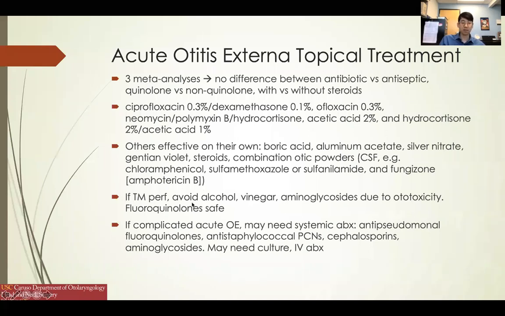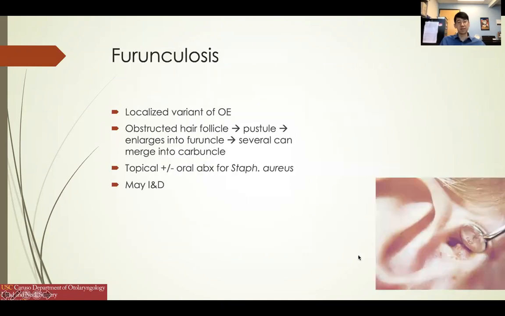If there's a perforation, that's important to know, and if you can't tell, then you'd want to do a tympanometry or pneumatic otoscopy to figure out what's safe to put in the ear. Because you want to avoid alcohol, vinegar, and aminoglycosides because of ototoxicity if it gets into the middle ear, as opposed to fluoroquinolones being safe for the middle ear. If a patient has complicated acute otitis externa, then they may need systemic oral antibiotics, and that could be fluoroquinolones like ciprofloxacin, penicillin, cephalosporins, aminoglycosides. You may need to culture them, and if it's really severe, they may need IV antibiotics.